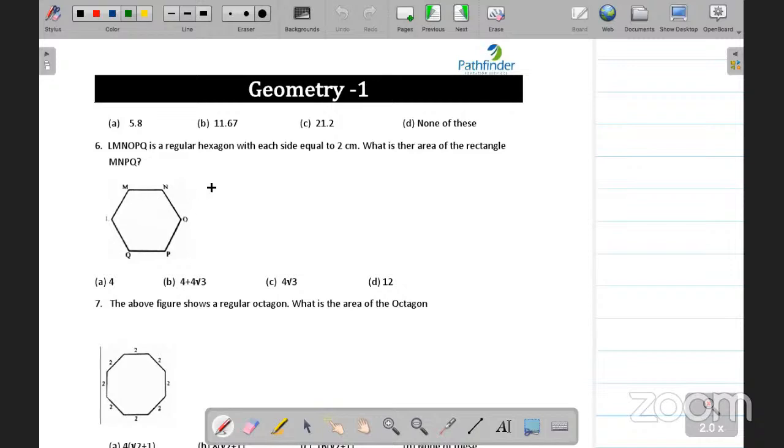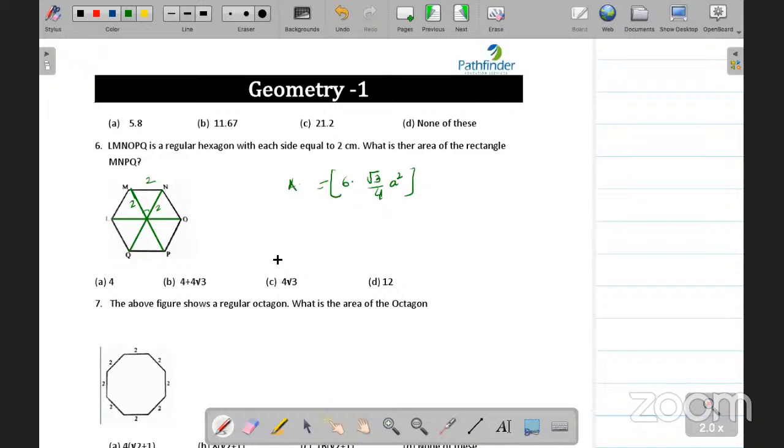Although he's not asking you for the area of a regular hexagon, you will appreciate that when we talk about regular hexagons, I can divide this into 6 equilateral triangles, correct? Each equilateral triangle has side 2 centimeters. If I want to find the area of a regular hexagon, it will be 6 times root 3 by 4 a square. This is the area of a regular hexagon.